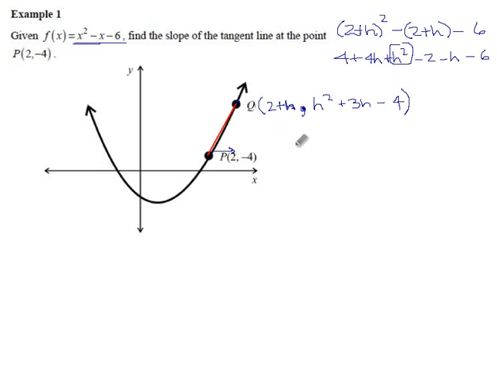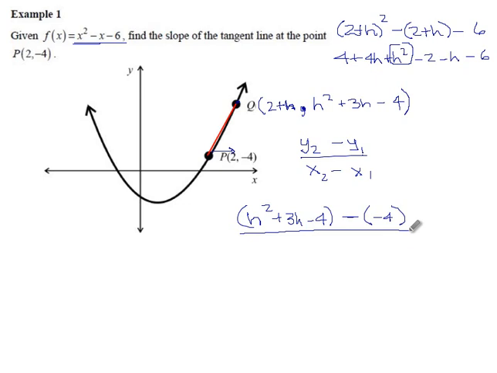And we do that slope, just like any other slope, it's a rise over run, meaning it's y2 minus y1 over x2 minus x1, which, using these points, looks like the following. y2 is h squared plus 3h minus 4, minus y1 is just negative 4, over x2 is 2 plus h, minus x1 is just 2.